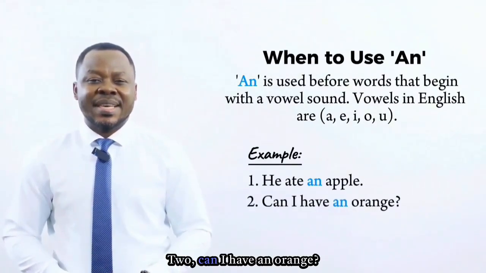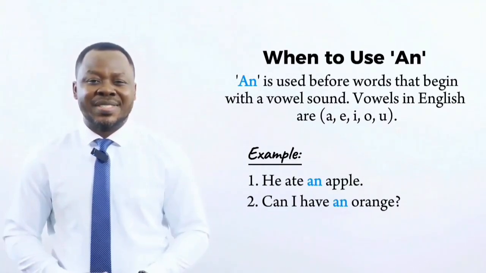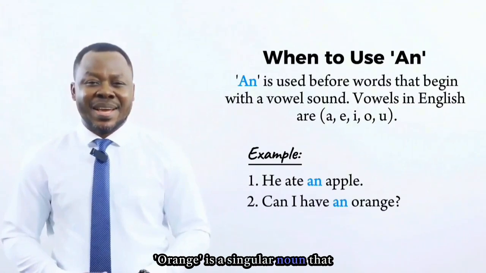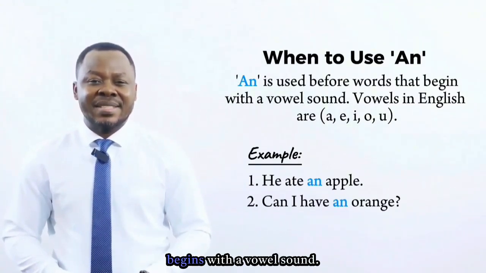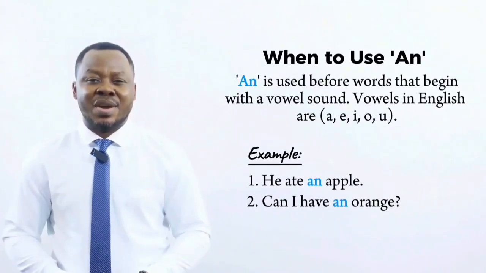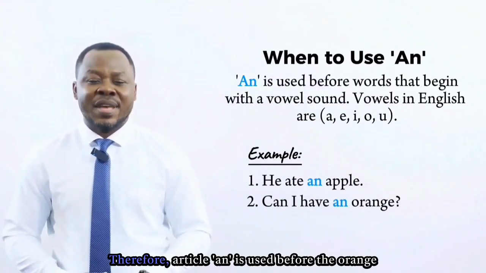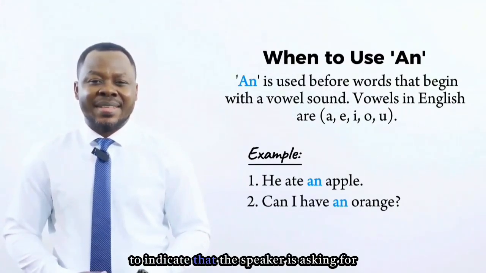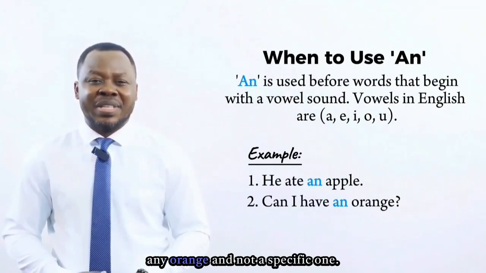2. Can I have an orange? Orange is a singular noun that begins with a vowel sound, o. Therefore, article an is used before the orange to indicate that the speaker is asking for any orange and not a specific one.